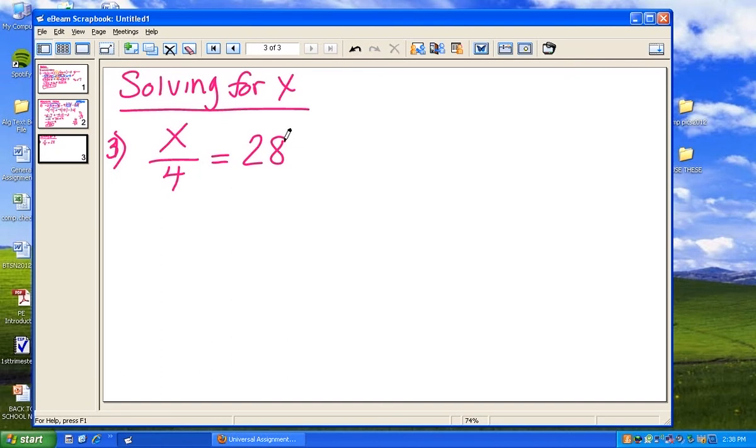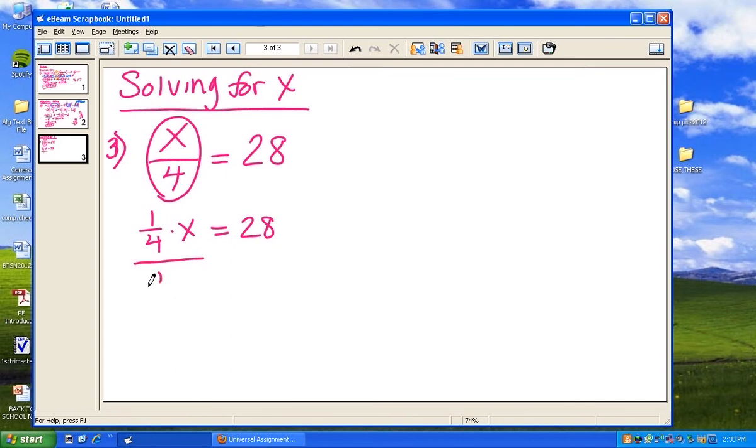So I'm going to write this piece in a new way. That is really 1/4 times x equals 28. Now, if I have 1/4 times x and I want to get rid of the 1/4, I use the inverse property of multiplication. So that means I multiply by the reciprocal. Or you could divide. You could say I want to divide by 1/4. 1/4 divided by 1/4 is still 1.